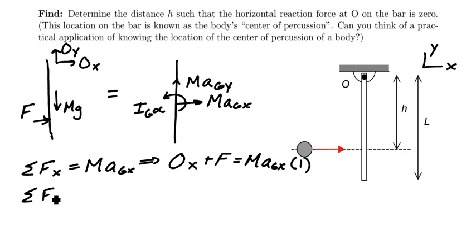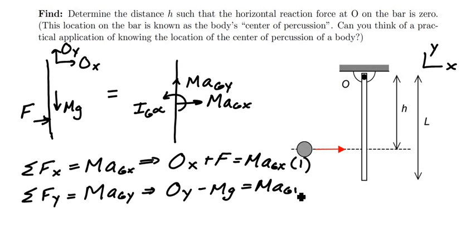I can also sum forces in the y direction and set that equal to m times agy. And if I do this here, I'm going to have OY minus mg is equal to m times agy, and we can call that equation 2.